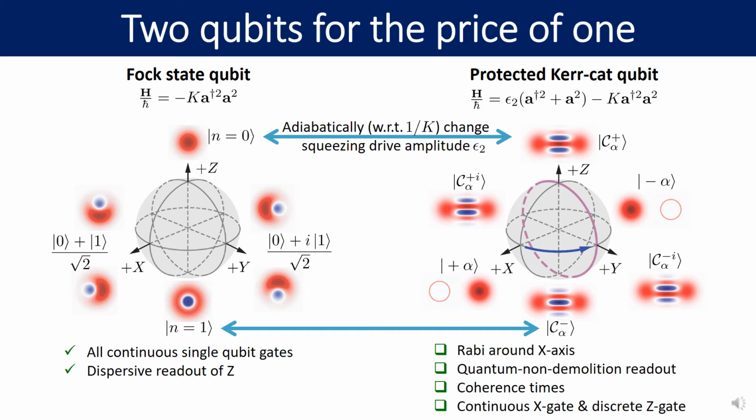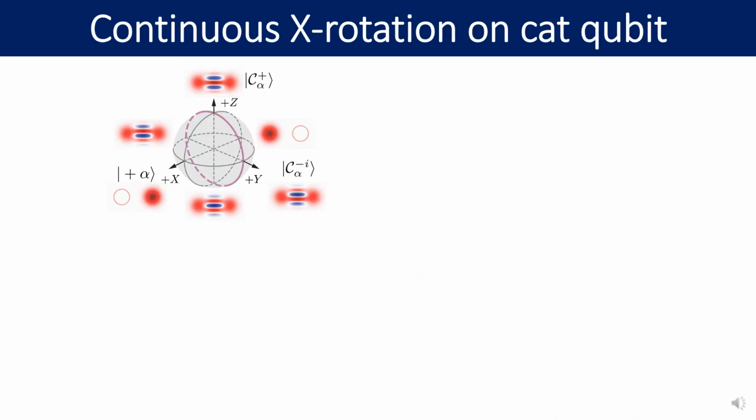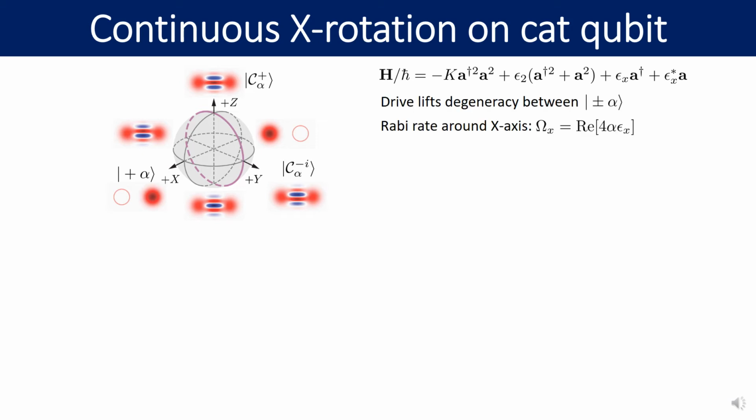Now, let me start out by talking about this continuous Rabi around the x-axis. As I mentioned earlier, the continuous X rotation is based on applying an additional coherent drive to the system of strength epsilon x. What this does is it lifts the degeneracy between the two coherent states, plus and minus alpha, by a quantity that you can work out to be the real part of 4 times alpha times the strength of this additional drive.